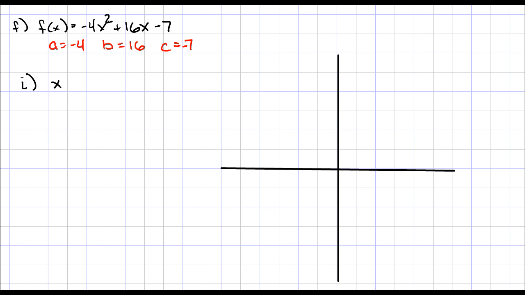The vertex is going to be at minus b over 2a. So I believe that's going to be 2. Let me just double check that real quick. Yeah, that looks like 2. So the y-coordinate for the vertex is going to be minus 16 plus 32 minus 7, which is 9. So the vertex is at 2, 9. And the y-intercept, plugging in 0, is just going to give me minus 7. Okay, so far so good.